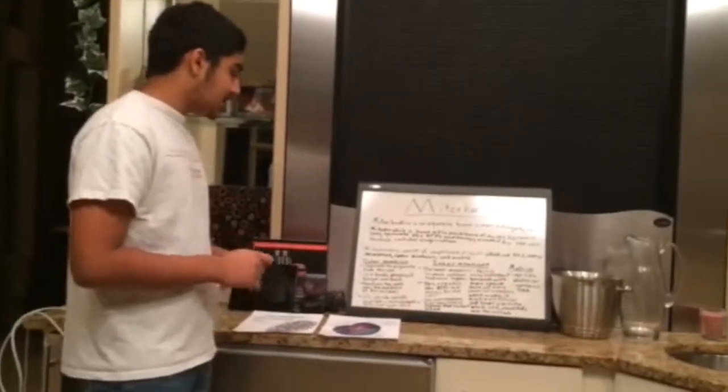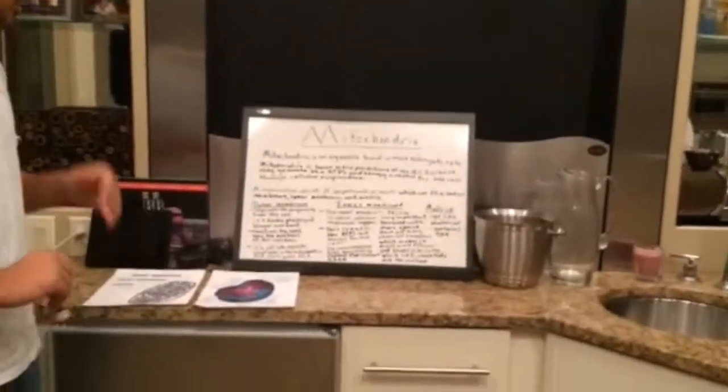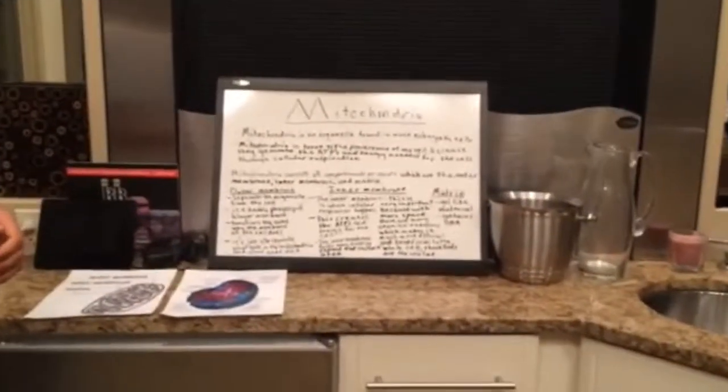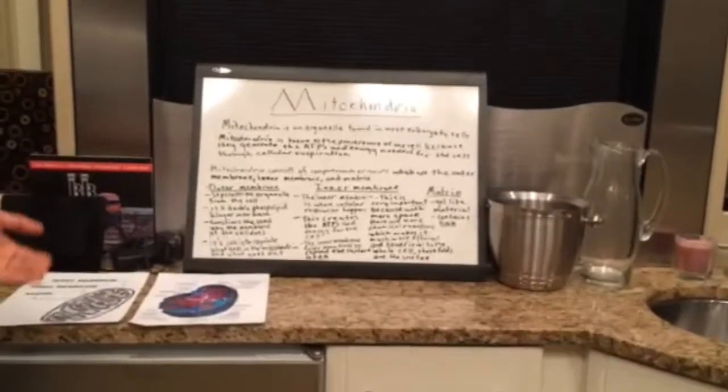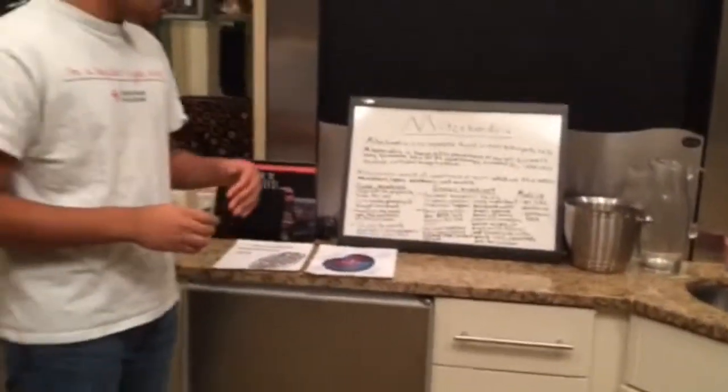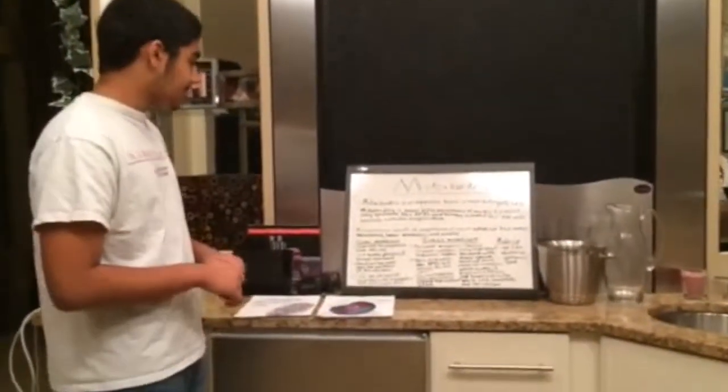The outer membrane separates the organelle from the cell and is a double phospholipid bilayer membrane. It functions the same way the membrane of the cell does. Its job is to regulate what goes in the mitochondria and what goes out of the mitochondria.